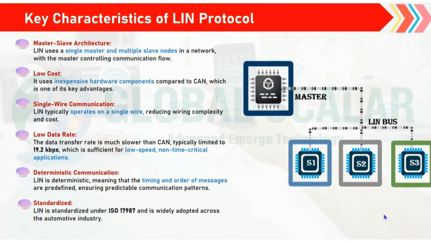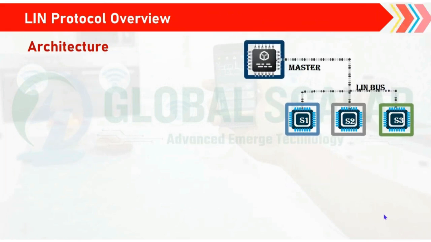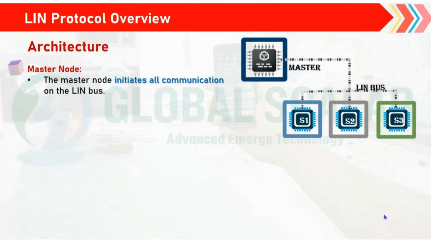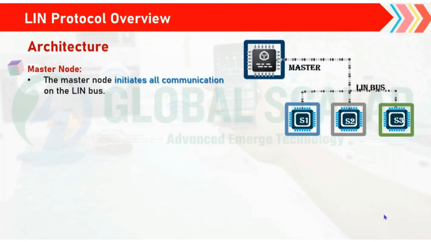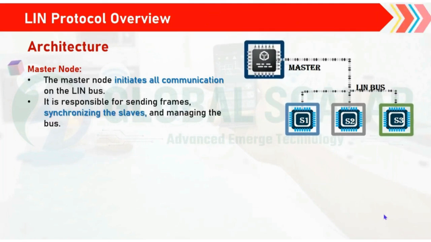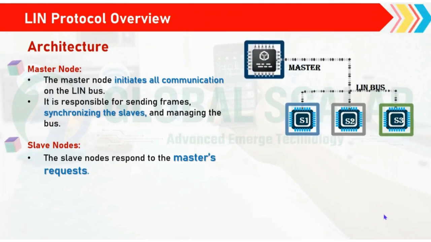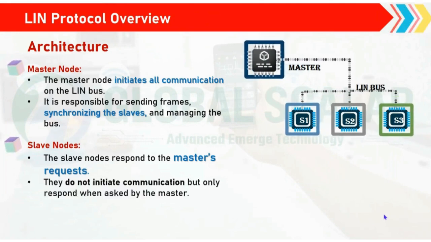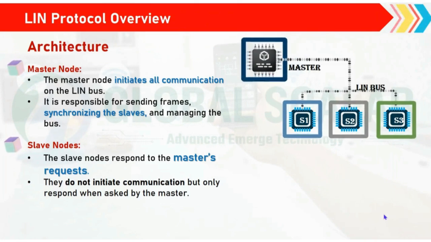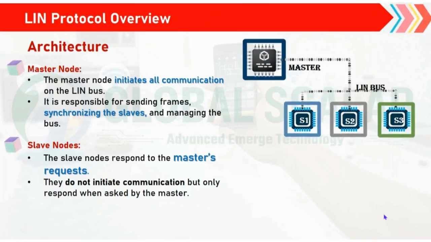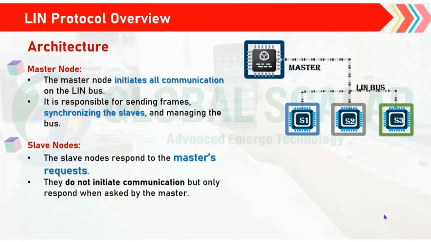Coming to the architecture, the master node will initiate the transfer of data over the network. It is responsible for sending a frame, synchronizing the slaves, and managing the bus. Coming to the slave node, it responds to the master request and receives the data. It doesn't initiate the communication, but only responds to what is asked by the master.